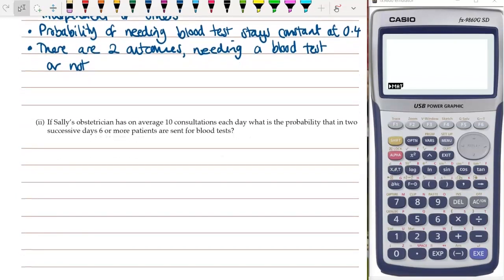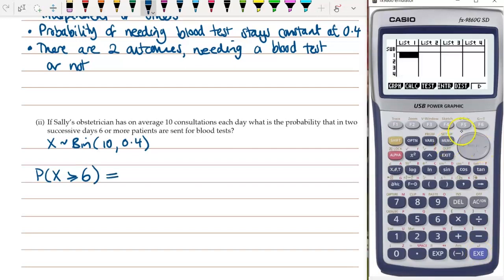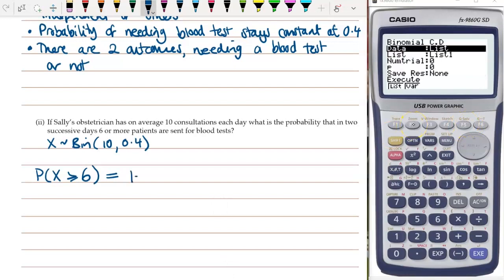Okay, so now if we have 10 consultations, what's the probability that in two successive days, 6 or more patients are sent for blood tests? So we have X is following a binomial distribution with 10 patients in a day, and the chance of them being sent is 0.4. On day 1, the probability that we have 6 or more is going to be X is greater than or equal to 6. Go to stats, distributions, binomial, cumulative. It's going to be 1 minus the probability that X is less than or equal to 5, because that's what our calculator can cope with. So that is 1 minus.